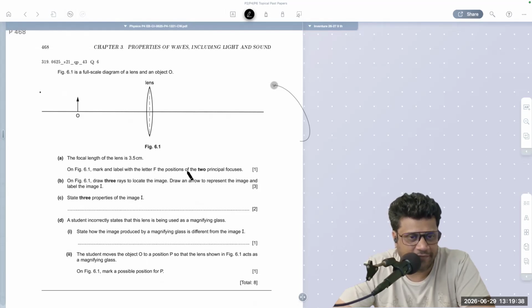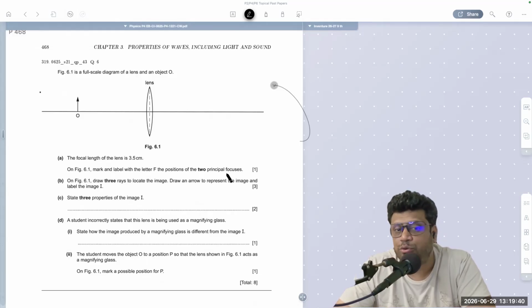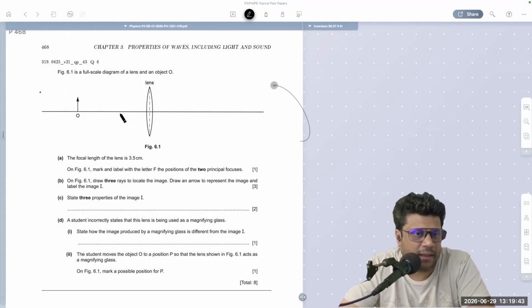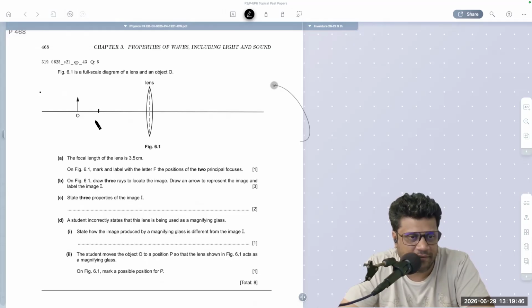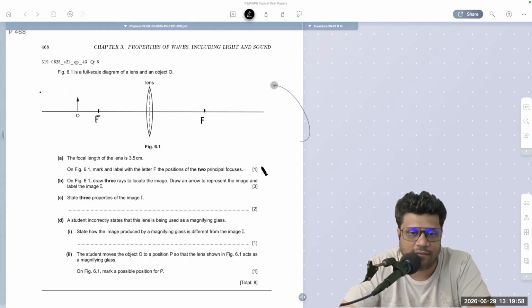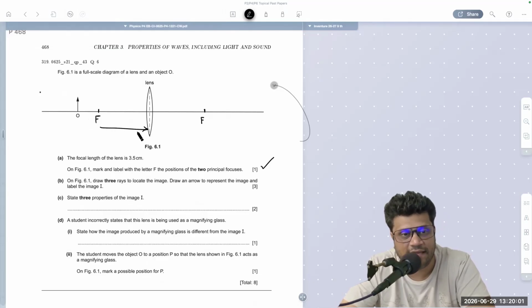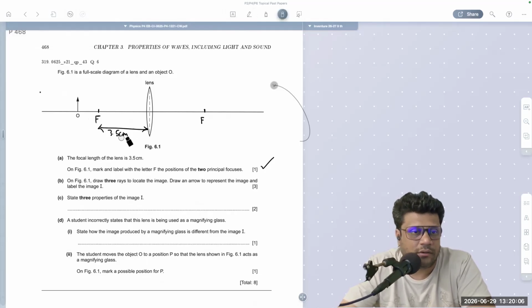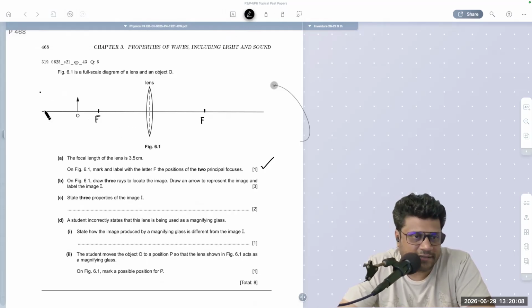Mark and label with letter F the position of the two principal focuses. 3.5, I don't know, it may be somewhere here, there. So I'm going to have to mark this distance. I'm going to call it F. On the other side, also 3.5 centimeter, I'm going to call it F out there. That's how I get this one mark, if this length is 3.5 centimeter, if you measure it with a ruler. And I see that the 7 is going to be somewhere here. So that's 2F for you, 2F for you on the other side.